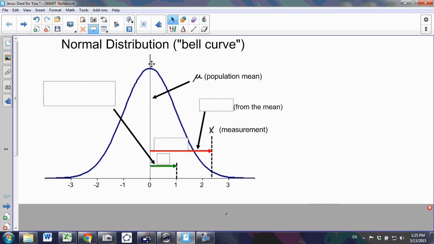Weight would also be normally distributed. You'd have an average or mean weight, and heavier people are more unusual. The heavier you are, the more unusual you are, and the lighter you are, the more unusual you are. If you weigh around the average or the mean, you're a typical weight.